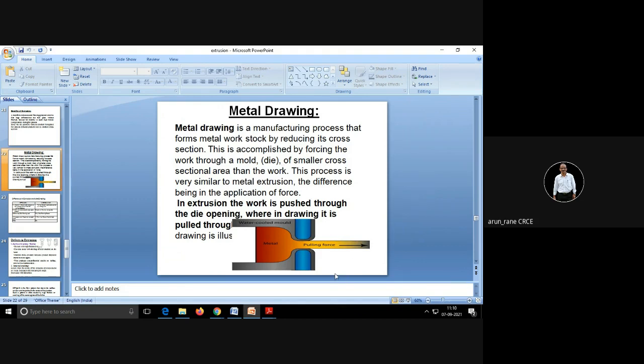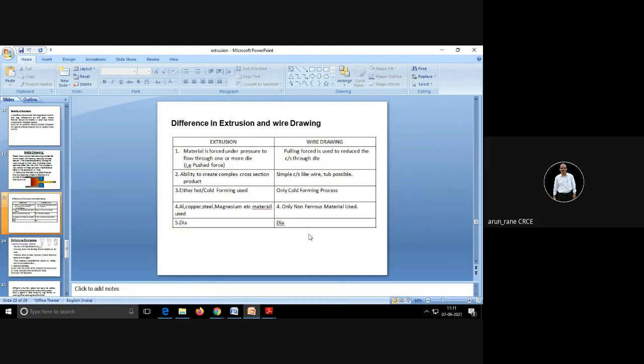What you can see is the drawing operation being done here. You have a pulling force here. Then this is the metal which is being drawn, and this is called a die. This is the most likely and most popular question in the examination: the difference between extrusion and wire drawing. Here you have a pushing force, here you have a pulling force.